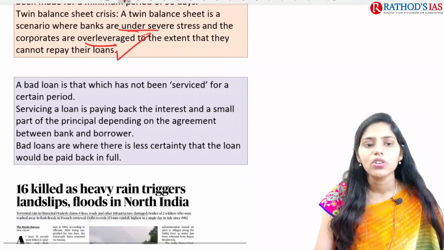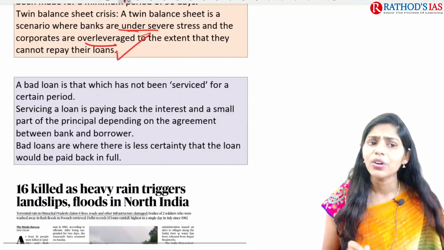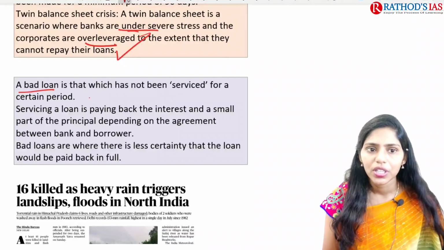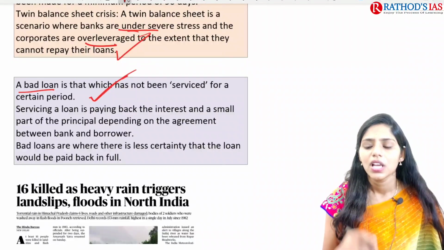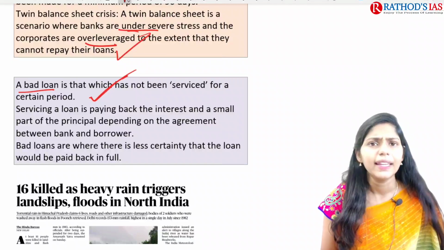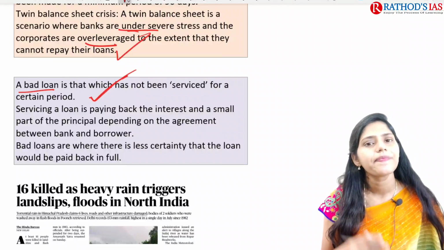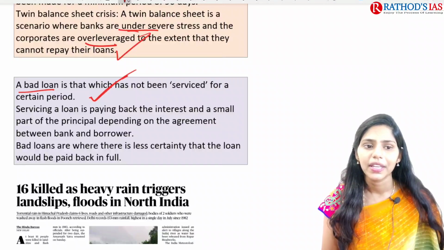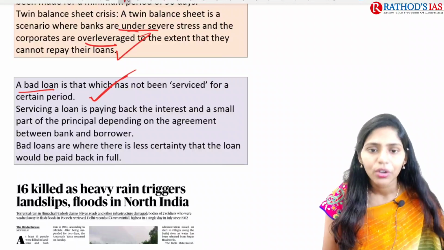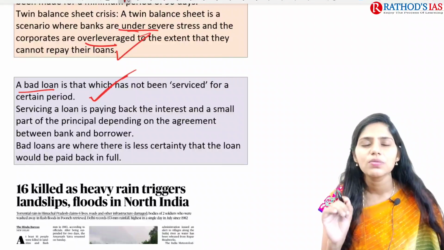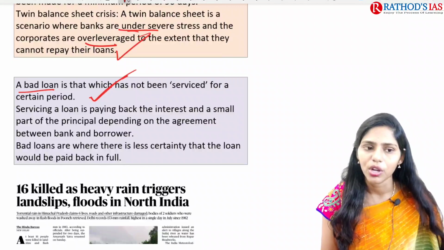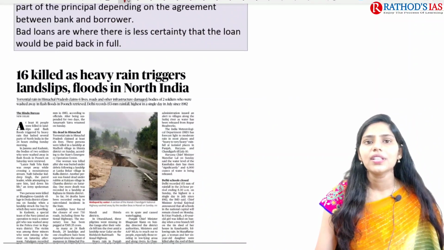And if you're talking about a bad loan, a bad loan is nothing but a loan that is not serviced for a certain period. That means the loan has not been paid, for example any interest or any principal, for a long period. Servicing of a loan is nothing but paying back interest or even a small part of the principal, depending on the agreement between bank and borrower. So now let us see the next topic.